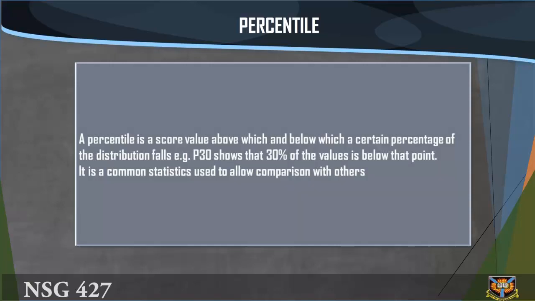Percentile. A percentile is a score value above which and below which a certain percentage of the distribution falls. For example, P30 shows that 30% of the values are below that point. It is a common statistic used to allow comparison with others.